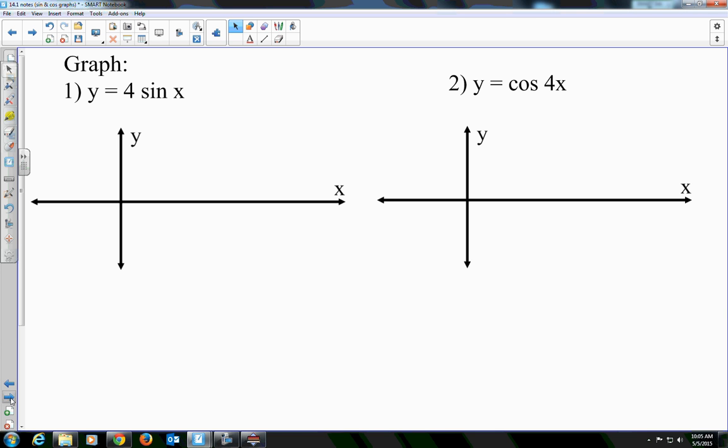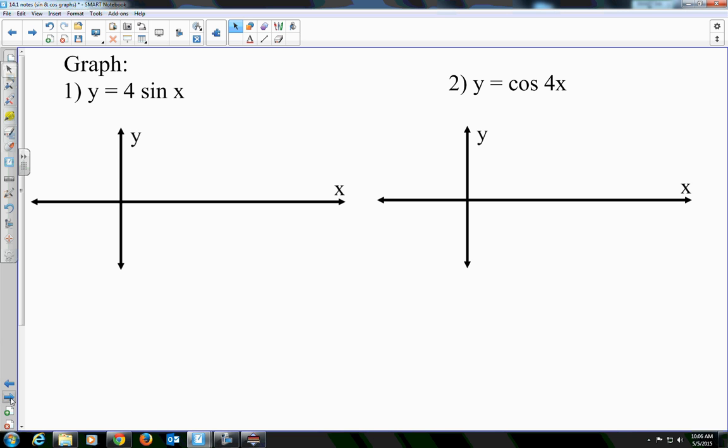I'm going to give you 2 examples. One where we play with the amplitude, and one where we play with the period. There are going to be some on your assignment that deal with both, but if you understand each individually, you should be able to deal with that too. Okay, so the first one is the equation y equals 4 times the sine of x.